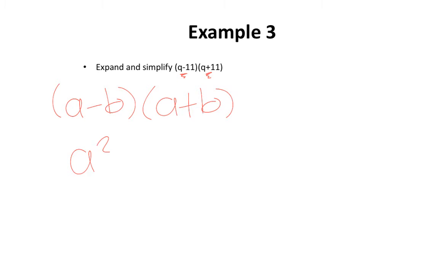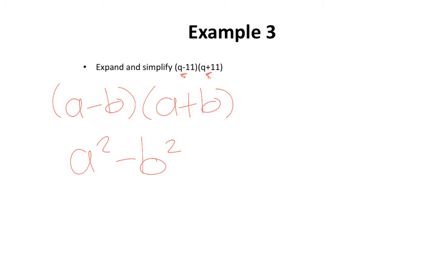In our third example, we want to expand and simplify q minus 11 multiplied by q plus 11. You'll notice that we have a binomial being multiplied by binomial. They look exactly the same, except one of them has a negative sign and the other has a positive sign. There is a shortcut we can use, and that is a shortcut that can be used when we have a minus b multiplied by a plus b, which eventually simplifies to a squared minus b squared. This is called a difference of squares.